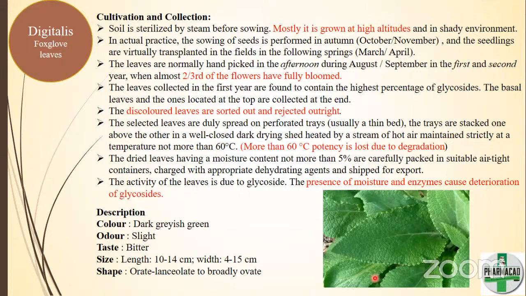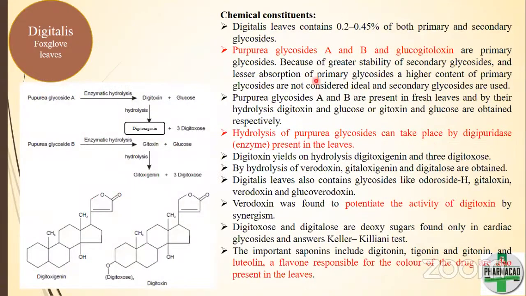Presence of moisture and enzymes cause deterioration of glycosides. Description: color, it is dark grayish. Odor, it is light odor, bitter in taste. Okay. And shape is ovate, lanceolate to broadly ovate. Chemical constituents, it contains 0.2 to 0.4% of both primary and secondary glycosides.